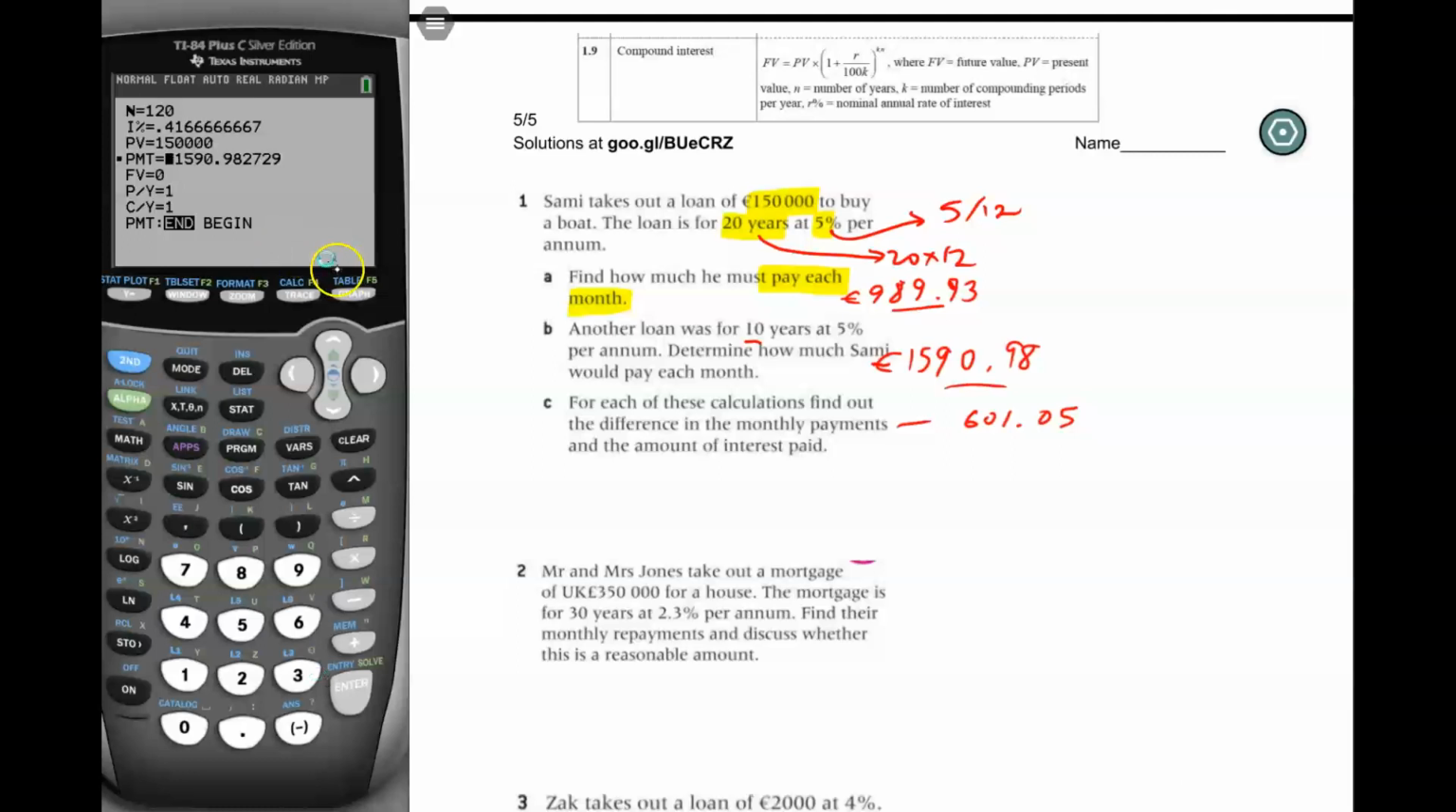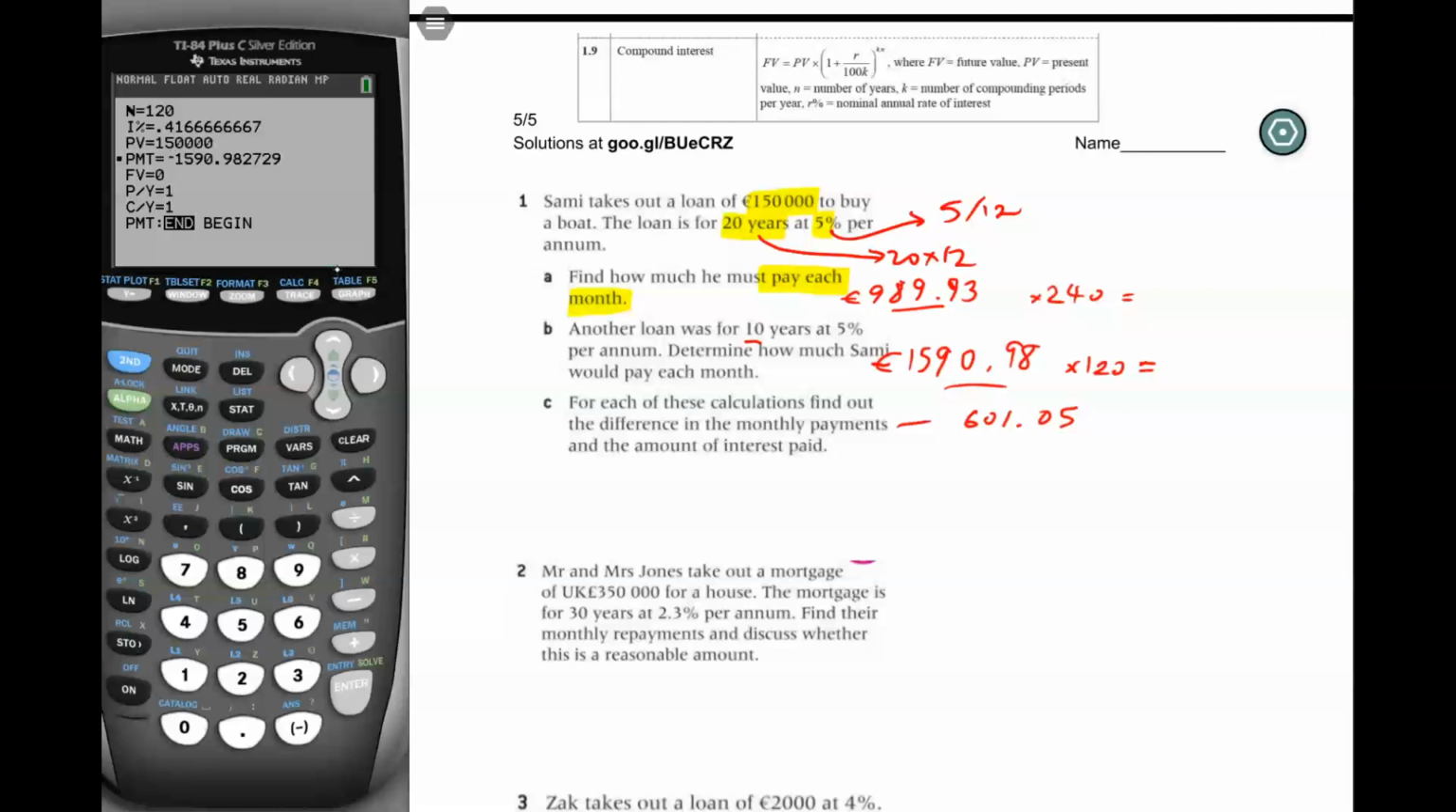So, for example, the $989.93 was paid for 20 years, 12 months per year, so that's 240 times. So we could find the total amount by multiplying by 240. The $1590.98 was 120 times because it was 10 years, right? So let's find out what each of those were, and then we can figure out how much the interest was.